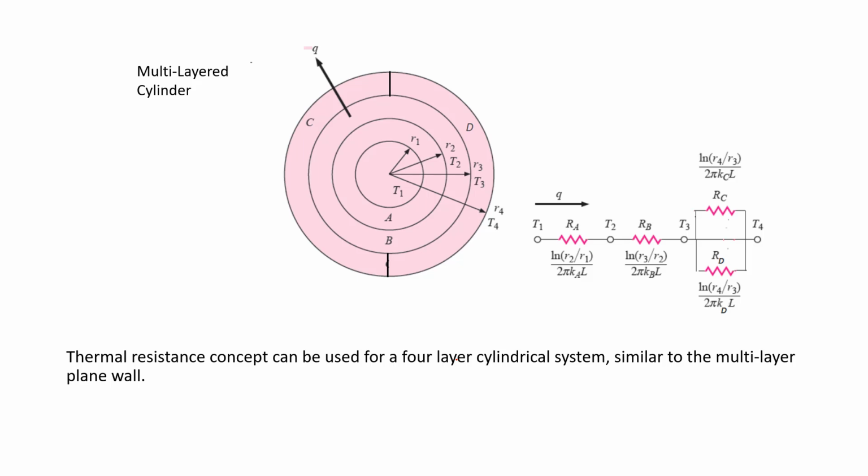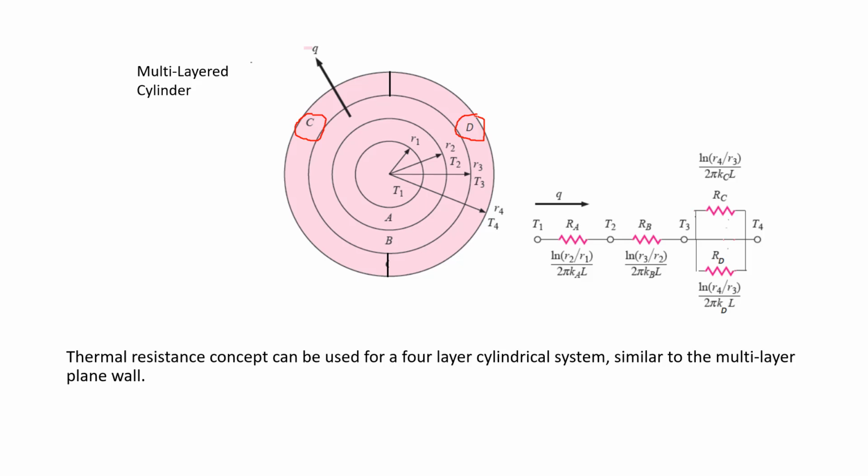Now suppose we change this layers arrangement and I add a new layer, but as you can see, layer C and layer D are partially covering the cylinder. In other words, we can say that layer C and D are parallel to each other. So for that, the network diagram will change a little, and we have already discussed that. It is exactly the same as what we did for plane wall.